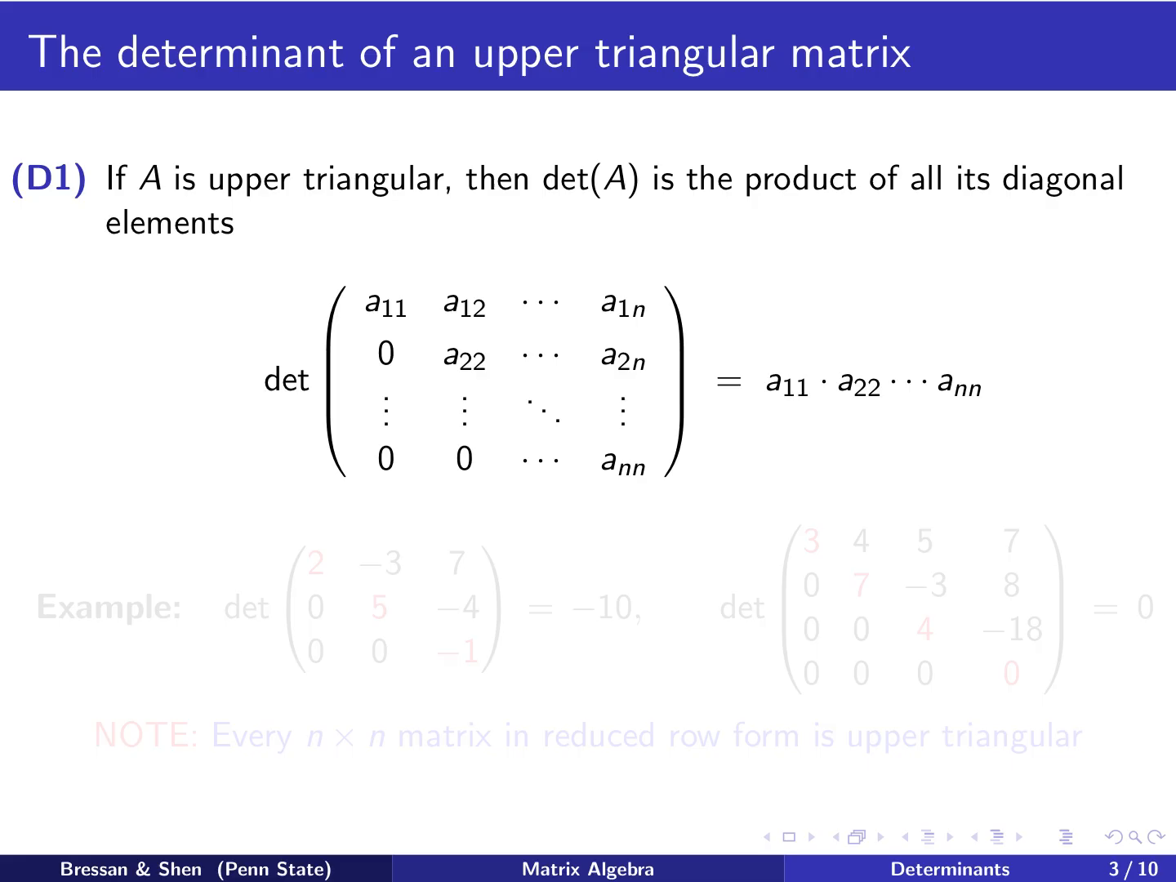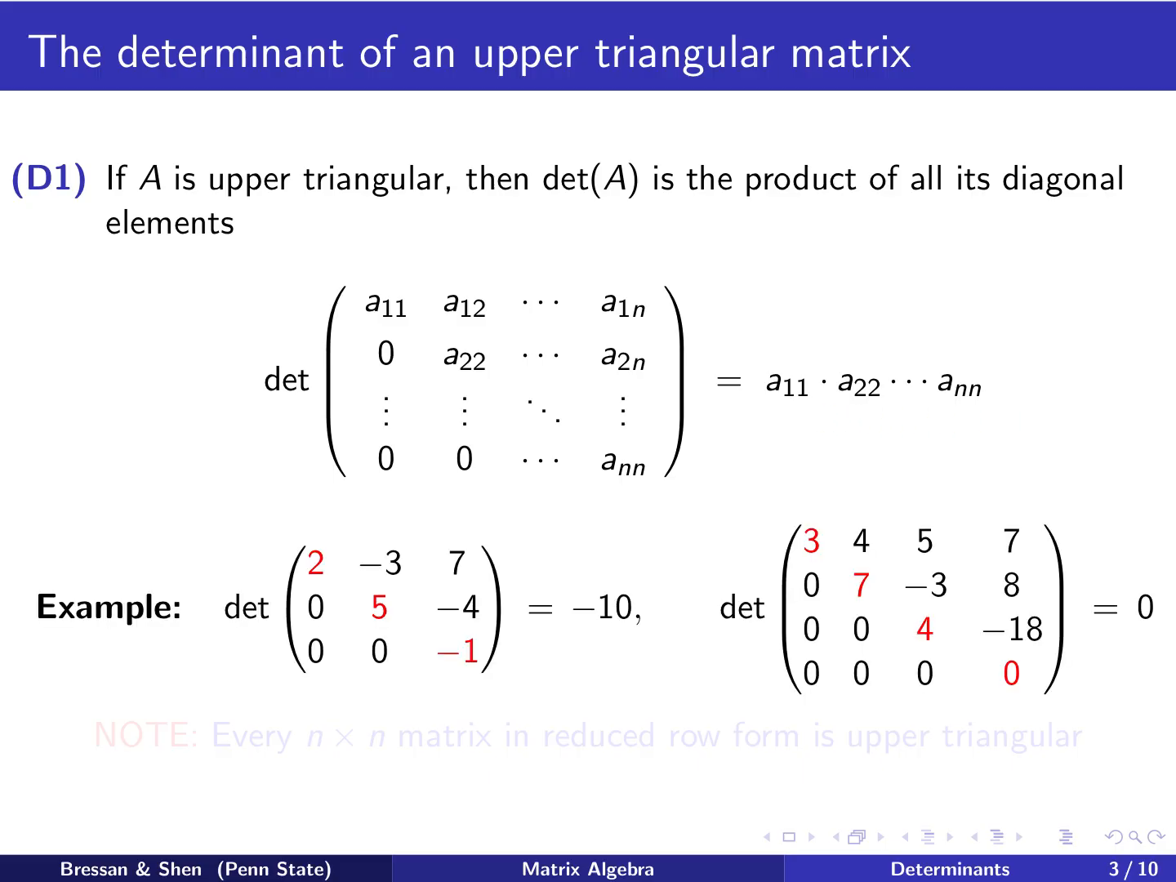The first one is that if the A matrix is upper triangular, then the determinant of A is the product of all its diagonal elements. So let's say this is the A matrix and it is upper triangular. What that means is under this diagonal line, everything is 0. In that case, the determinant of A is the product of all the elements along the diagonal line. So it's this product.